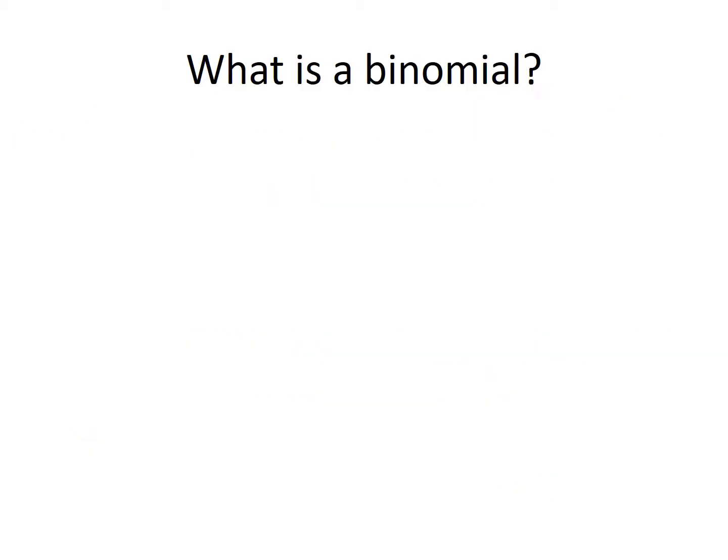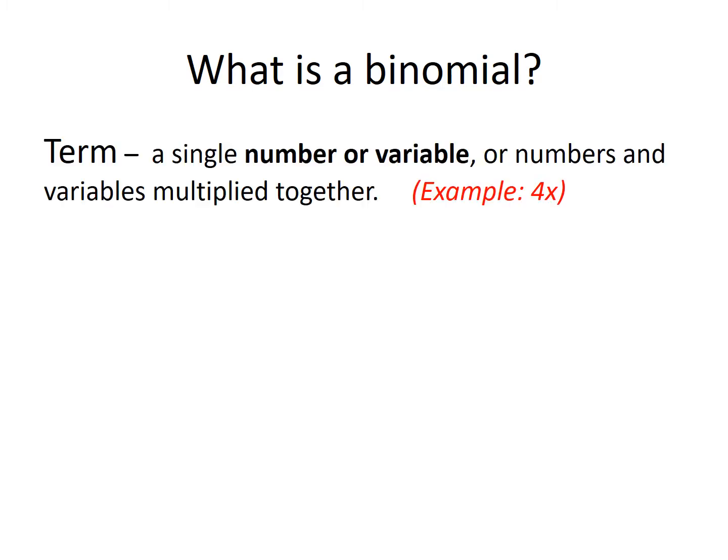So before we start multiplying binomials, we really need to discuss what is a binomial. In order to do so, we need to recall a few vocabulary words. The first one is the word term. This is a single number or variable or a combination of the two that are joined with multiplication. So for instance, the example I gave is 4x. You have a constant of 4 and the variable of x, and together with multiplication, they are considered a term.